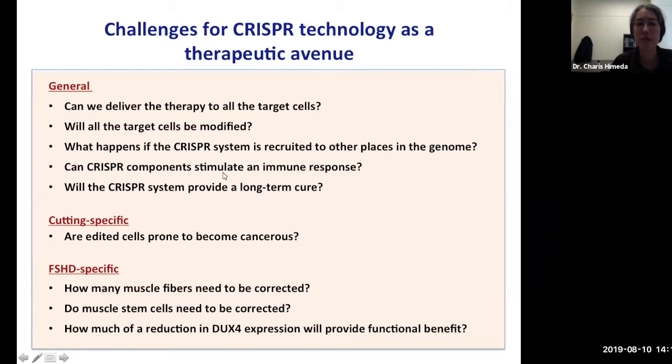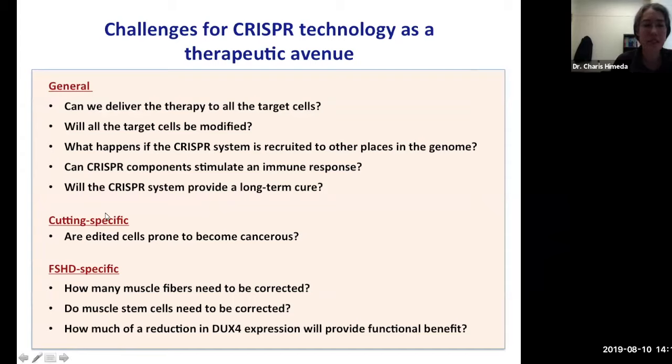Can CRISPR components stimulate an immune response? Remember, Cas9 is a bacterial protein that the human body is not used to seeing. And of course, will the CRISPR system actually provide a long-term cure? And we believe that it will, but we won't know for sure until we try.